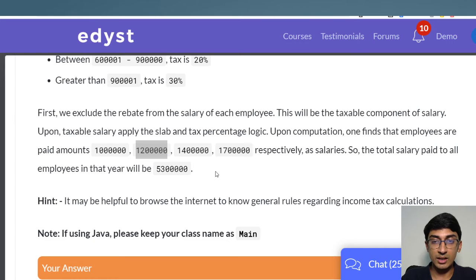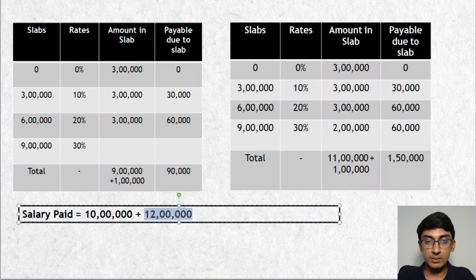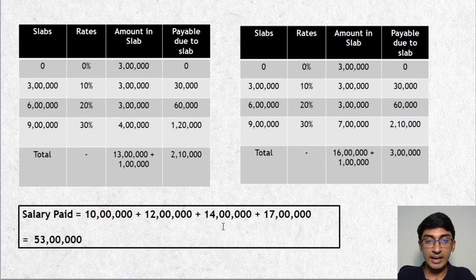Now let's look at the other 2 employees, right? Okay, so just coming back to the employees, let's go to the next employee. I need to finally pay 2,10,000. This is the part that is given to me. If I need to pay 2,10,000, it means that 30,000 I can pay directly from the second slab, 60,000 I can pay directly from the third slab. The fourth slab, how much is remaining?